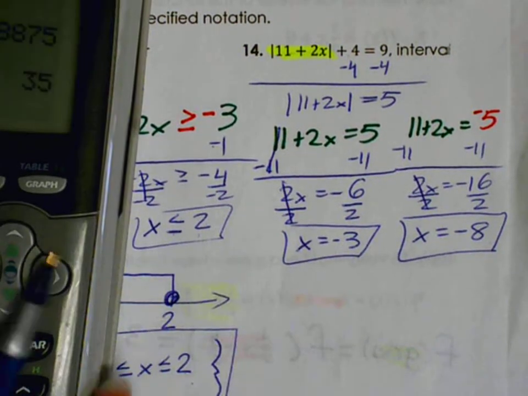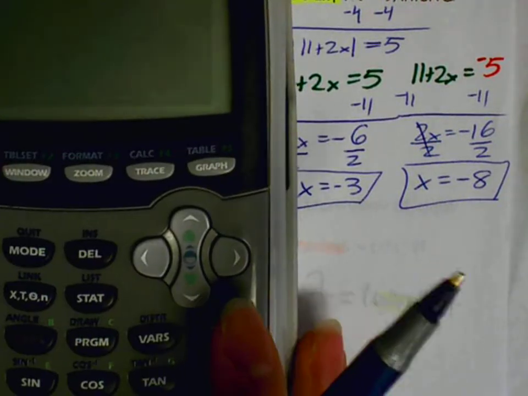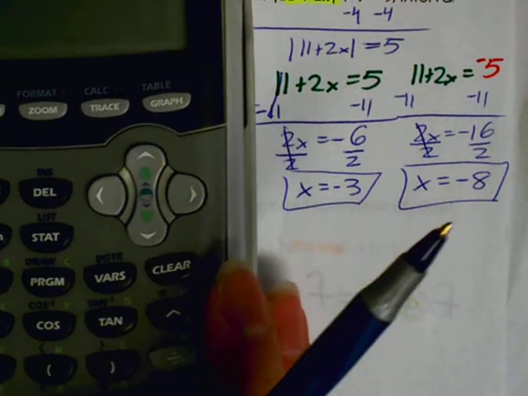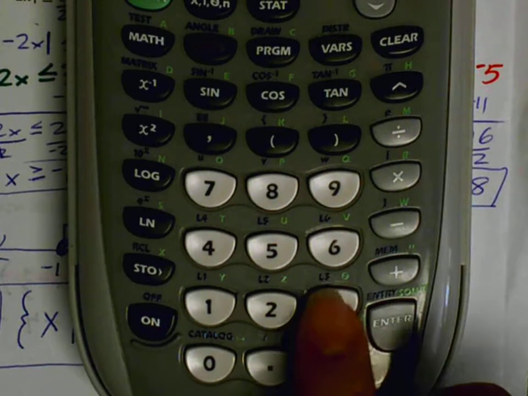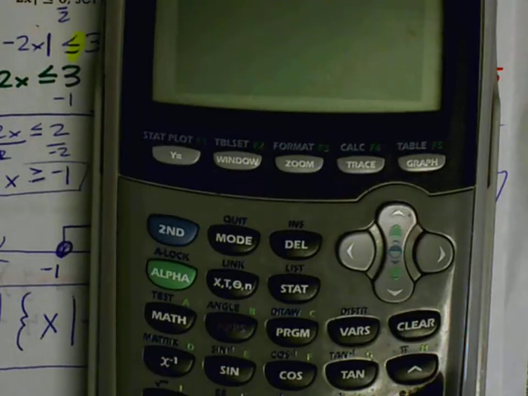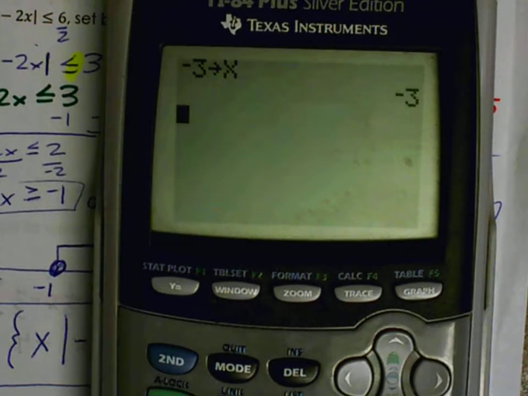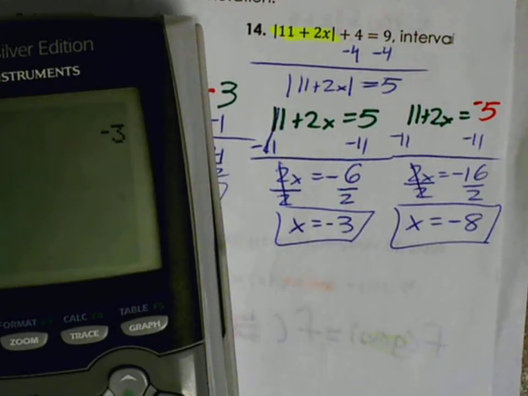So, a review on how to plug it in on the calculator. We're going to use the store button. I'm going to store -3 for x. So I'm going to say -3, and the store button is right here, store, and then x. That's what it looks like on the screen. And now every time I hit x, it's going to use -3.